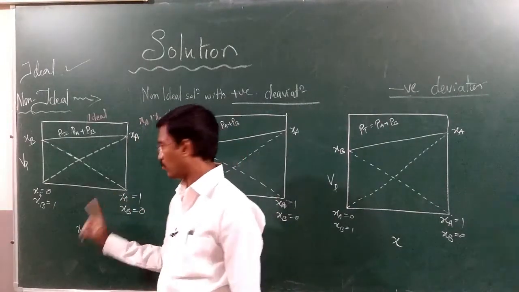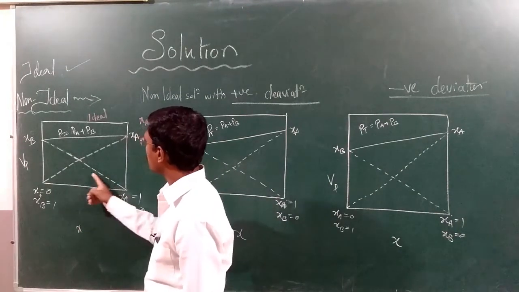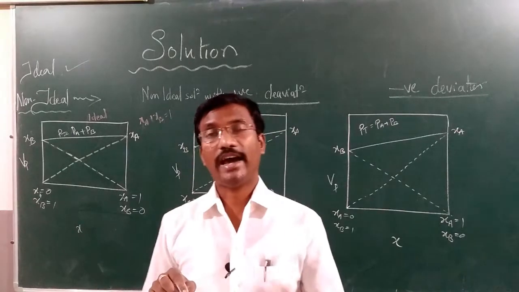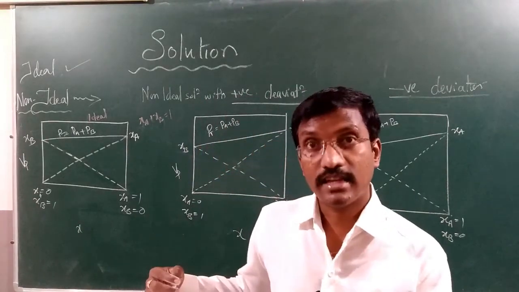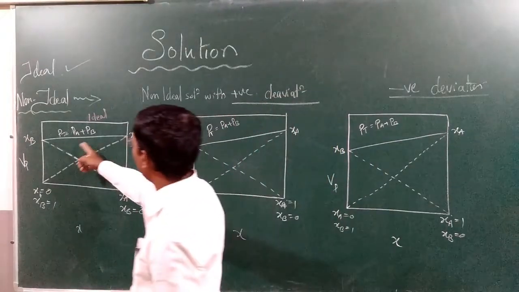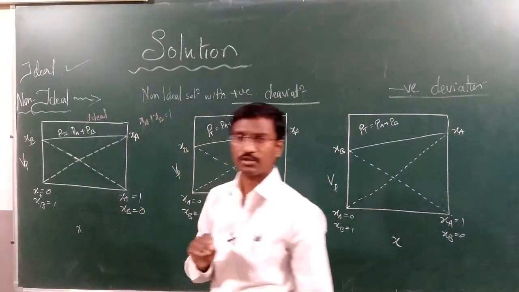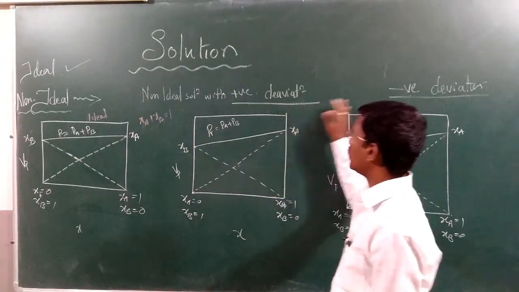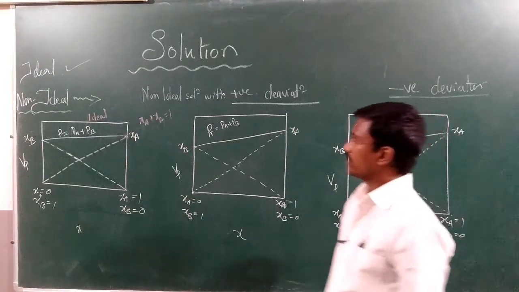Together they should be one. As the mole fraction increases, the corresponding vapor pressure also increases, whether it is A or B. Are you getting this part? It's not important, don't get confused. Why am I explaining this part? Only to differentiate what is positive and what is negative. Are you getting this part?